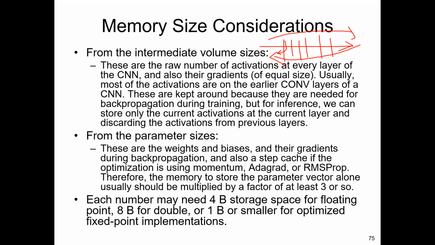So for the parameter sizes, that's the weights and biases and their gradients during back propagation. If you're using momentum, which is a variant of gradient descent, then you need a step cache also.